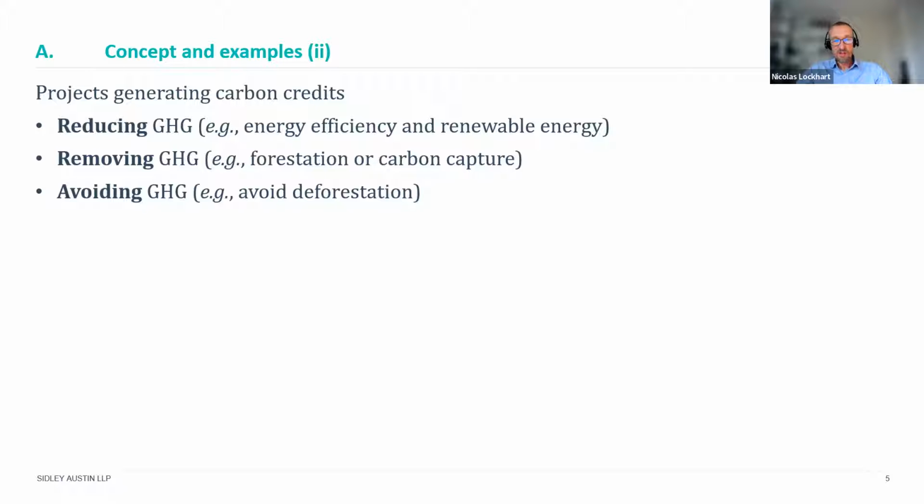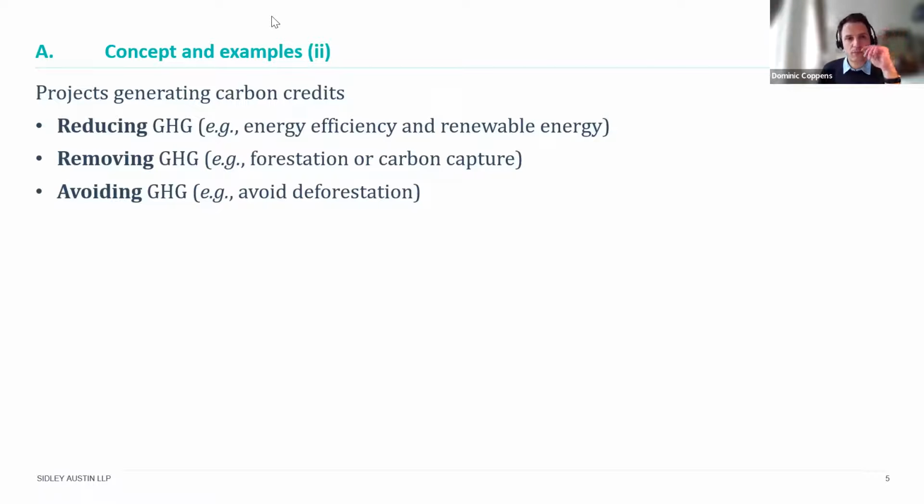Third way to create carbon credits is to avoid emissions entirely. And the main example of offset projects that avoid emissions entirely would be not undertaking an activity like deforestation that would release emissions. And there are examples of countries being provided with financial resources in return for not cutting down trees because that involves avoiding emissions.